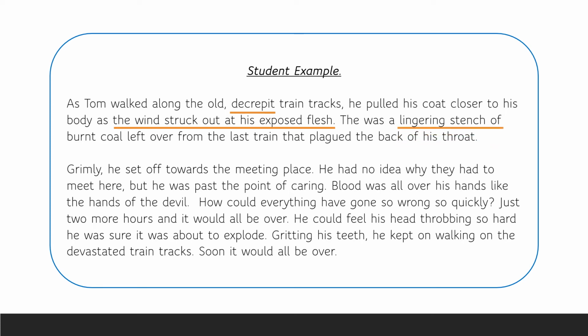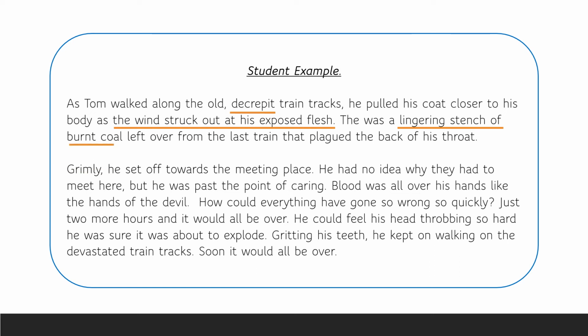The next thing was the sensory language. Sensory language is one of the main things that you want to be thinking about when starting your creative writing, because it really allows the reader and the audience to visualize what you're talking about. So there was a lingering stench of burnt coal. The fact that it is lingering and a stench is a lot more effective than just saying it's a really bad smell. Stench is a really good word because it tells us in no uncertain terms that this is a very horrible or nasty smell.